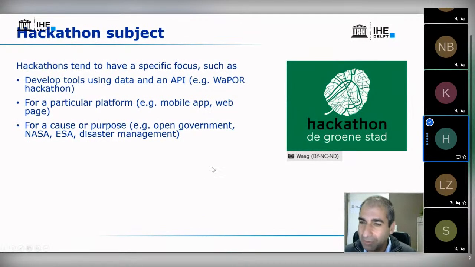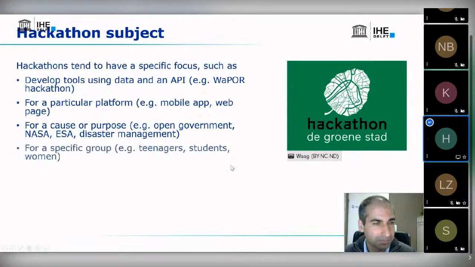And here you see an example from WaG, an organization in the Netherlands. They recently organized, also due to COVID, an online hackathon about the green city and bringing people together. And we learned a lot from their experiences. And we're very thankful for them to share that with us for this hackathon.